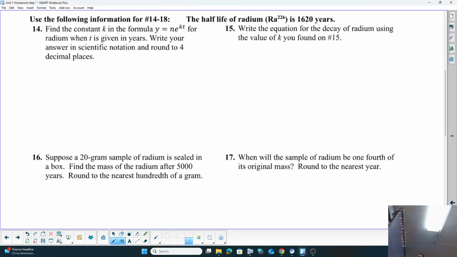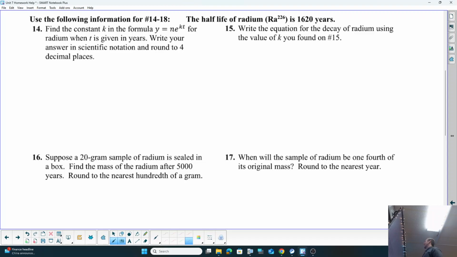Okay, thanks for being here. So we did number 12, and this is halfway after 12. Cool. Okay, so use the following information for number 14 to 18. Find the constant k in the formula. Really the problem is I want to help you with 15, but we need to find 14 in order to do 15. So you lucked out there, 14 and 15. Maybe we'll have you do 16, 17 on your own.